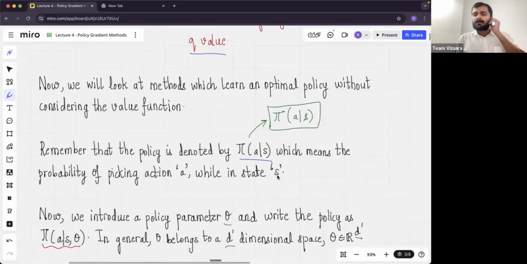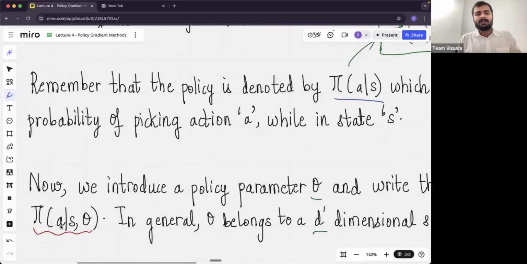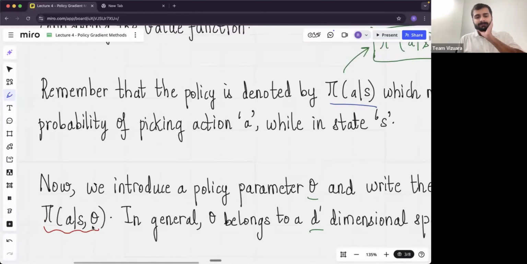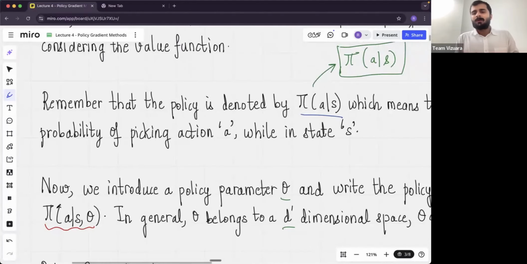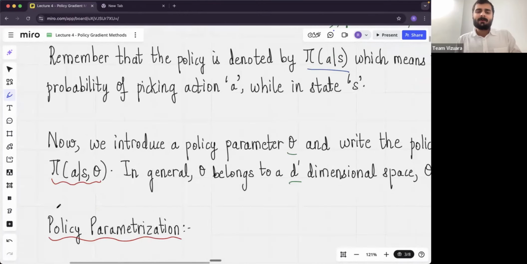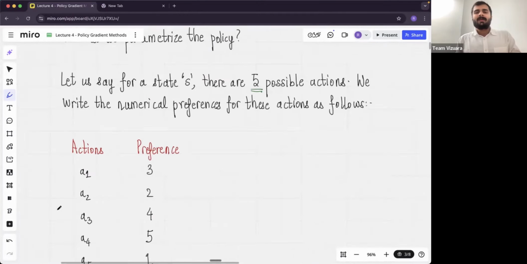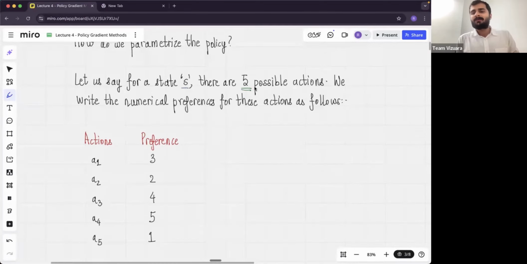And we are also going to introduce a parameter theta, which is called the policy parameter. So this is how we are going to write our policy, pi of A given S comma theta, because our policy is dependent on the policy parameter theta. Now let's take a deeper look into what exactly it means to have a policy parameter. Let's construct a hypothetical example. Let's say we have a state S and there are 5 possible actions in the state. And these actions are denoted by A1, A2, A3, A4, and A5.